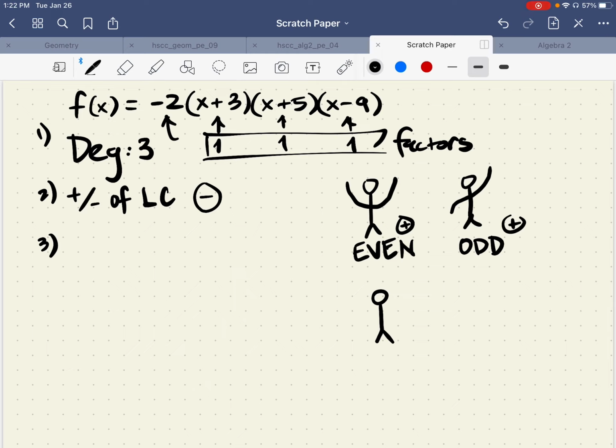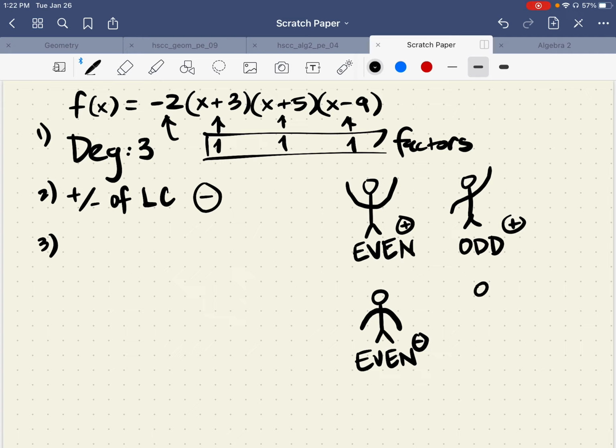Well, if it's even, but it's a negative function, instead of me putting my hands up, I'm going to put my hands down. I'm going to breathe. I'm going to bring that negativity down. So I'm going to push the negativity down.